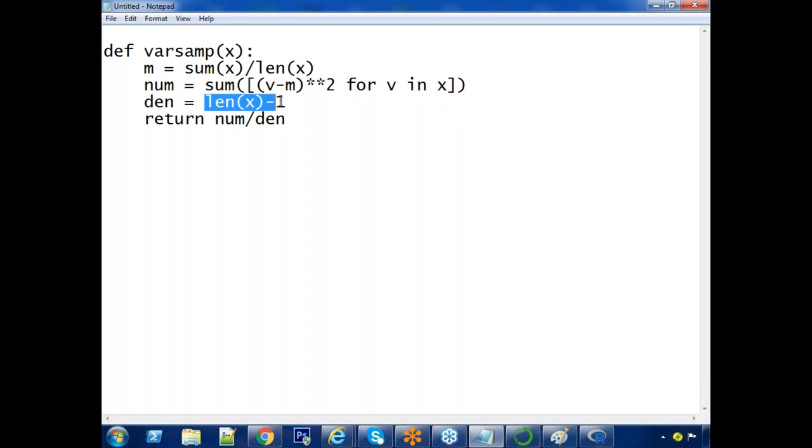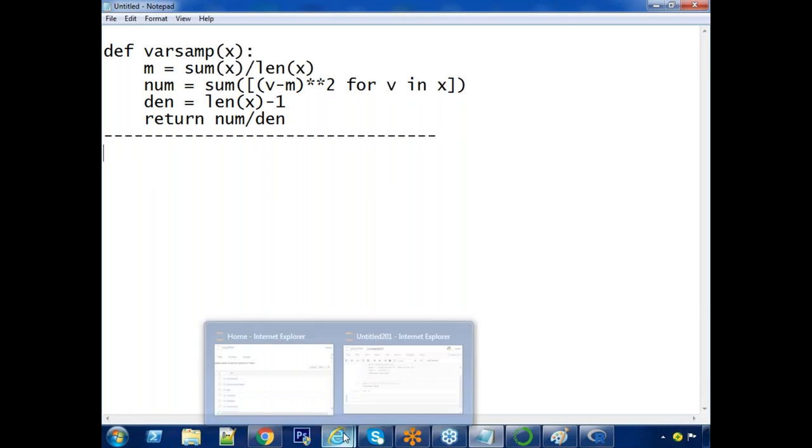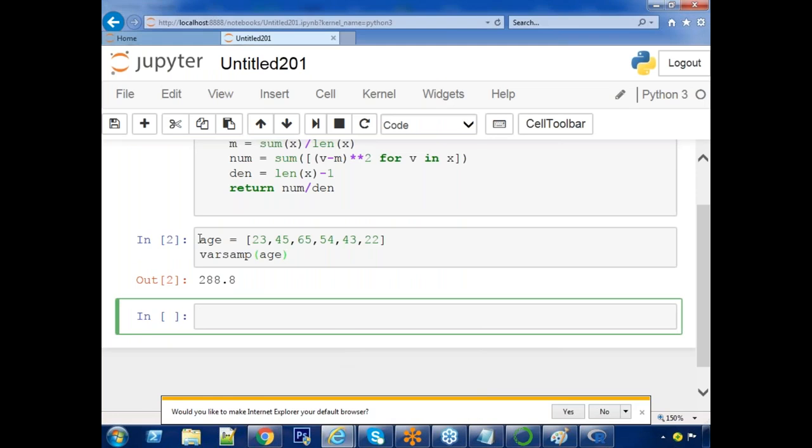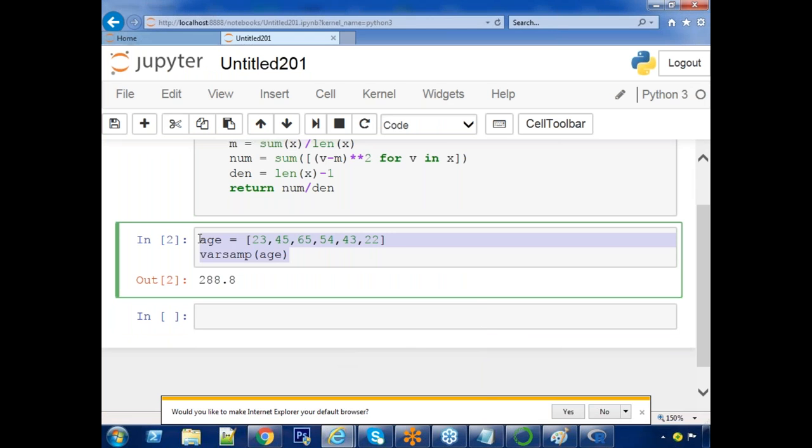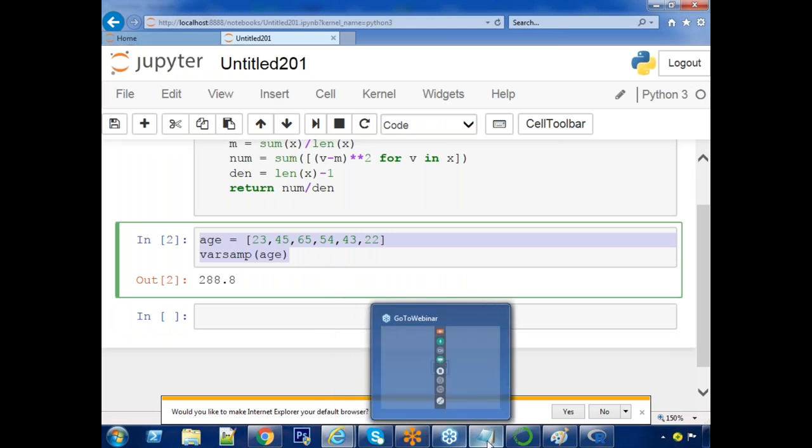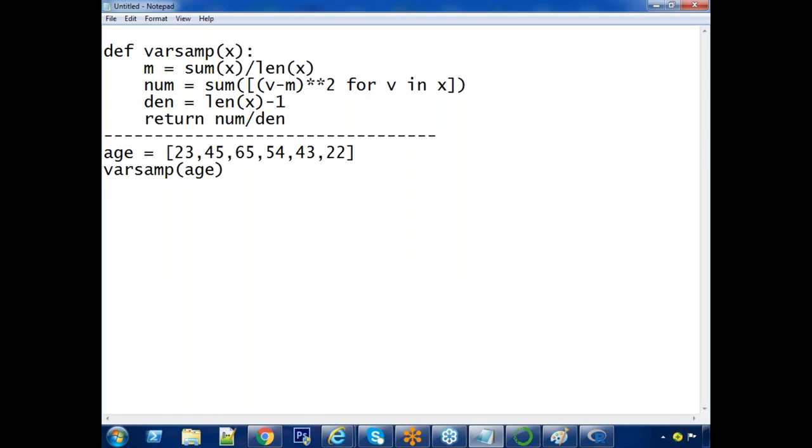In our denominator, n minus 1 is there. N is the number of elements, len of x minus 1. Then finally you apply all the things. Okay, take it down. After that, take the example of calling this function also. The result we got is 288.8.